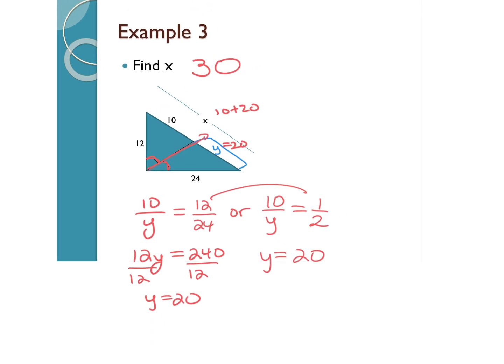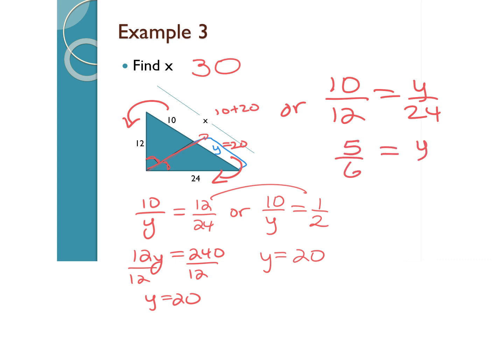Now, if you'd rather do the 10 over the 12 and then the y over the 24, you can also set up your proportion that way. This is another option. 10 over 12, y over 24. Again, I would reduce this to 5/6 and then multiply, 6y equals 120. Divide by 6, and you can still get y equals 20 that way as well. And then remember to go back and add it to the 10. So again, pick the method you're going to use for your proportions and stay consistent.